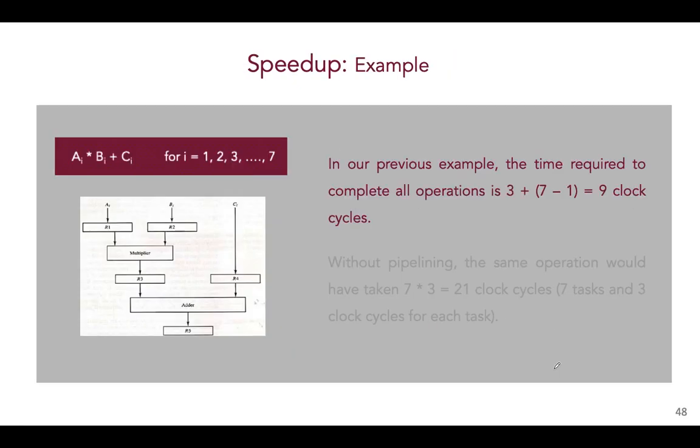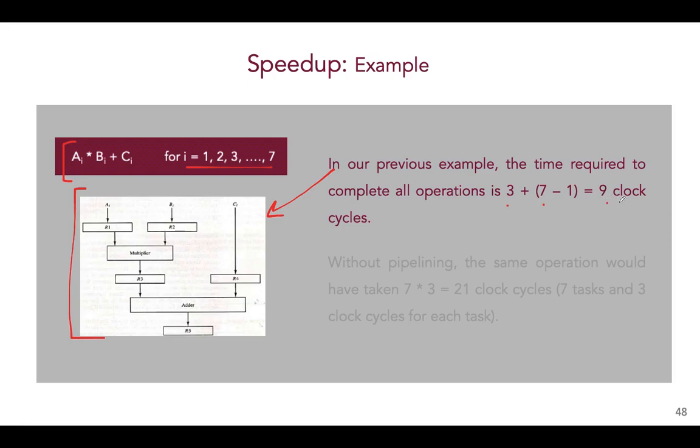Alright, let's take a look at another example. Do you remember this diagram from our previous video? We were supposed to execute this specific arithmetic operation for I equal to 1 to 7. This is the pipeline that we drew for that. This is a 3-segment pipeline. So in this example, the time required to complete all the operations for 7 values of I is K plus n minus 1, right? K is the number of segments, in this case 3. n minus 1 in this case is 6, so that gives us 9 clock cycles.